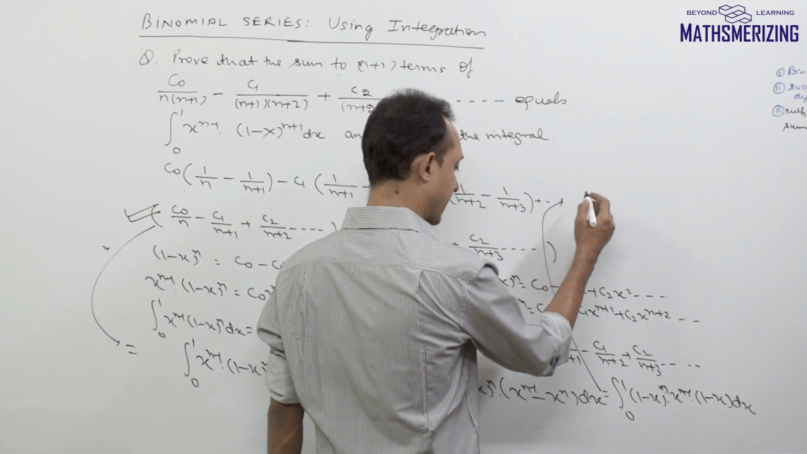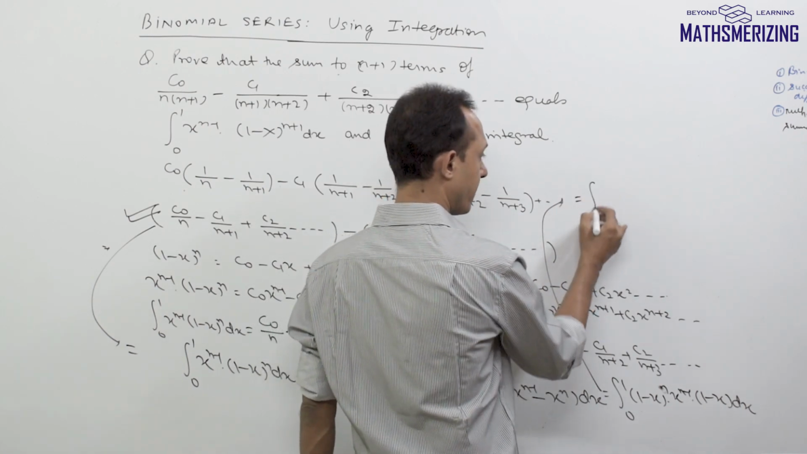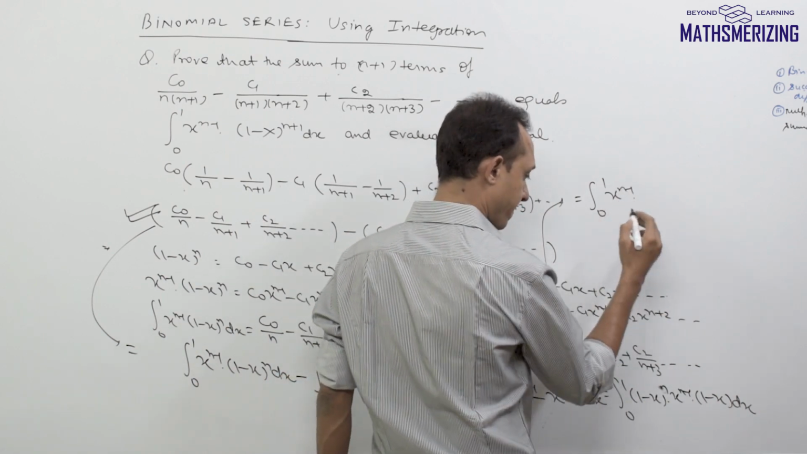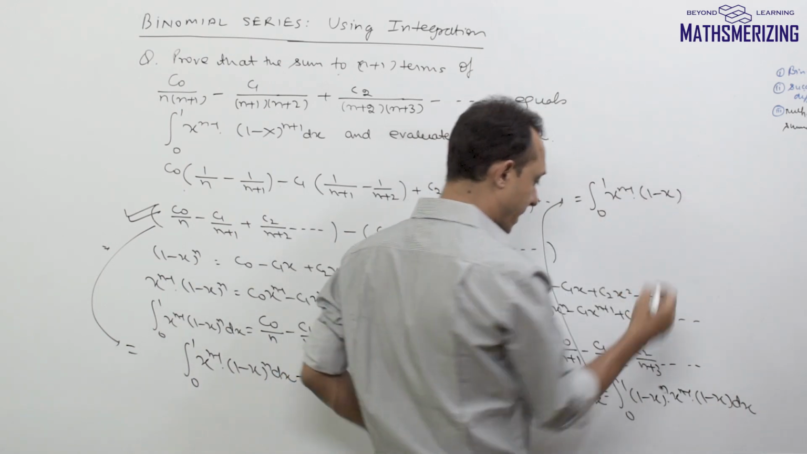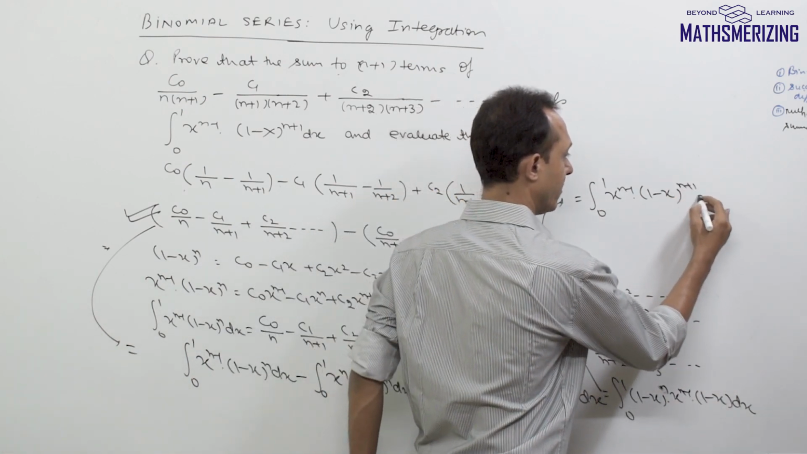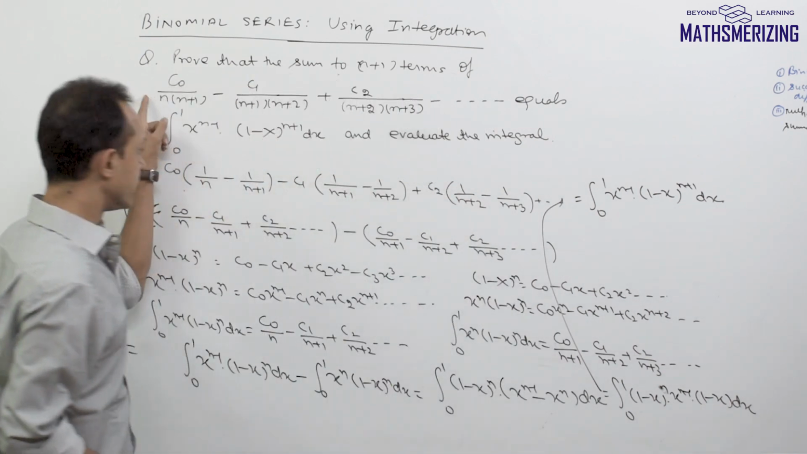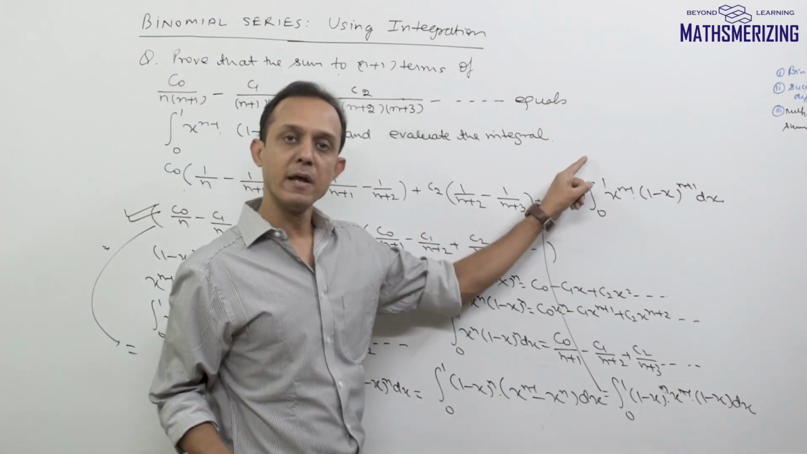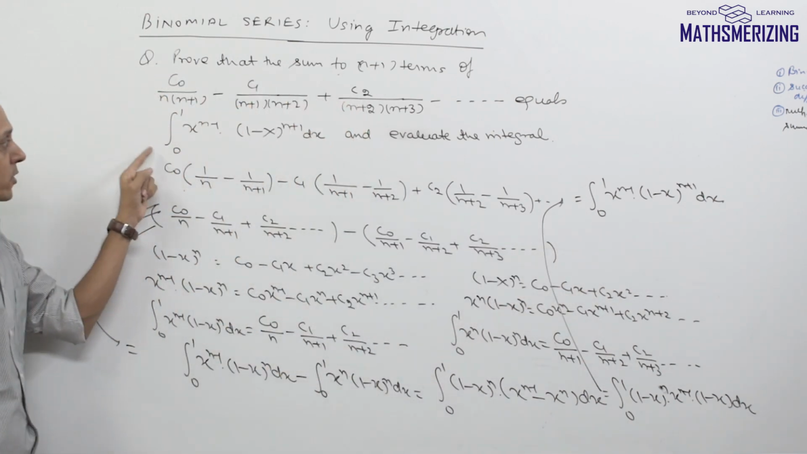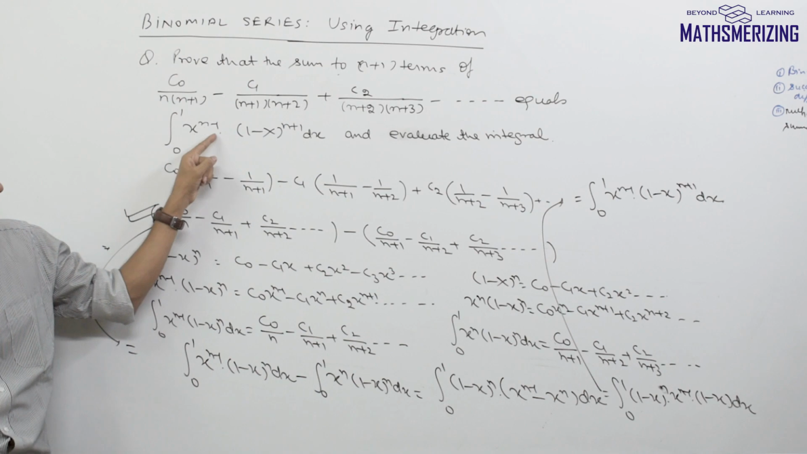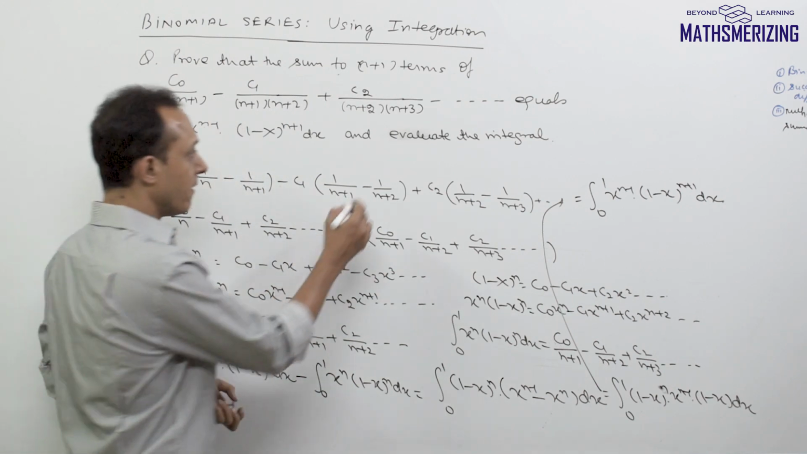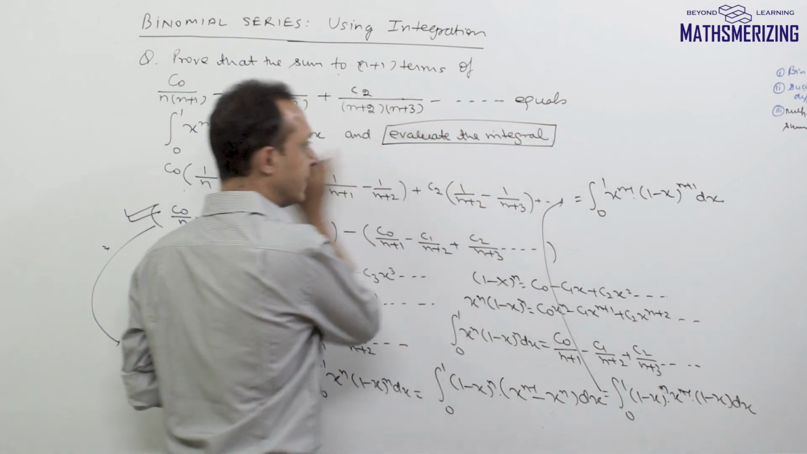So I can write this integral as, or I can write the series as, from 0 to 1, x to the power n minus 1 into 1 minus x to the power n plus 1 into dx. So the answer to this series will be this integral, from 0 to 1, x to the power n minus 1, 1 minus x to the power n plus 1. That was my first part. Now the second part, we'll also need to evaluate this integral.